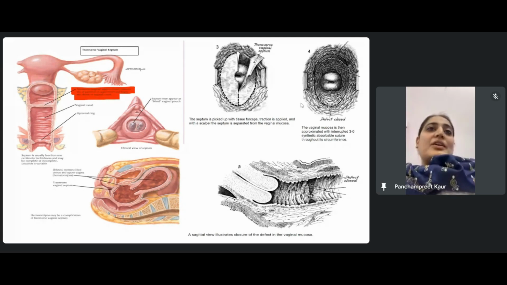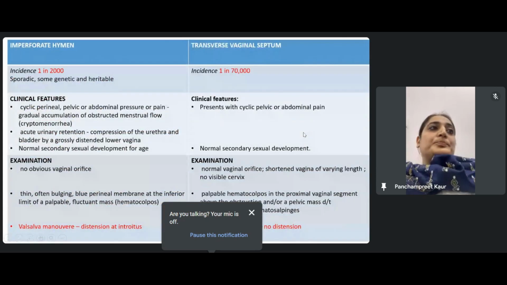I don't have a picture right now with me. She never had any dyspareunia or discomfort, and she conceived with that. So we took her up in the OT. She was evacuated, and the vaginal canal was formed, and she was asymptomatic after that. So we need to differentiate between imperforate hymen and the transverse vaginal septum.